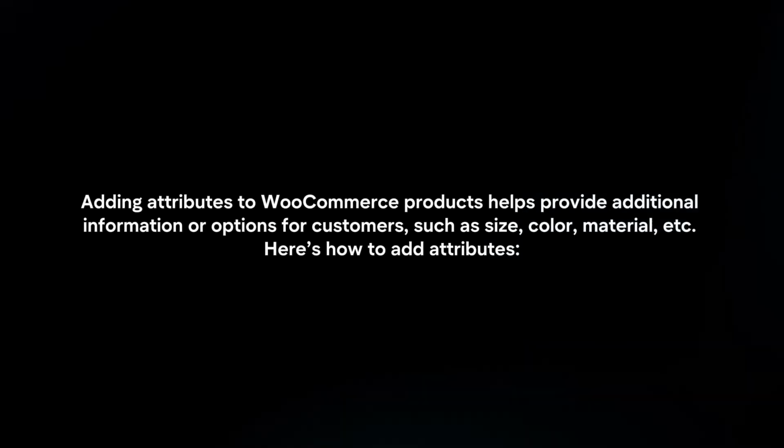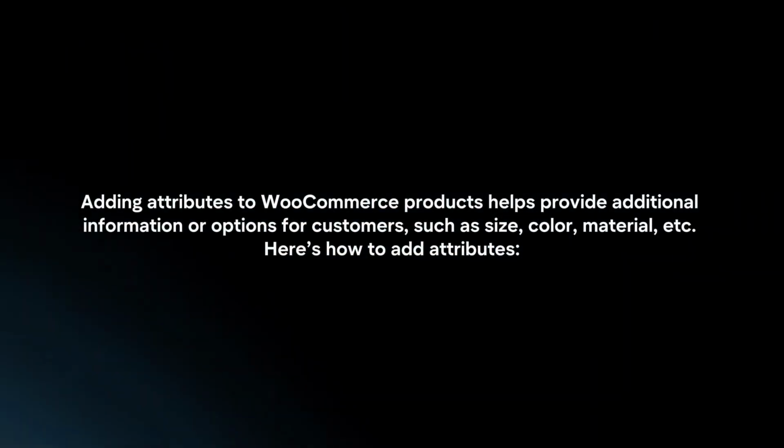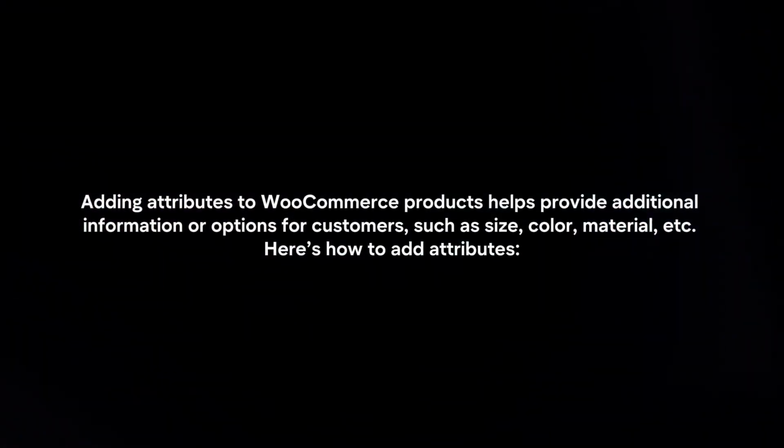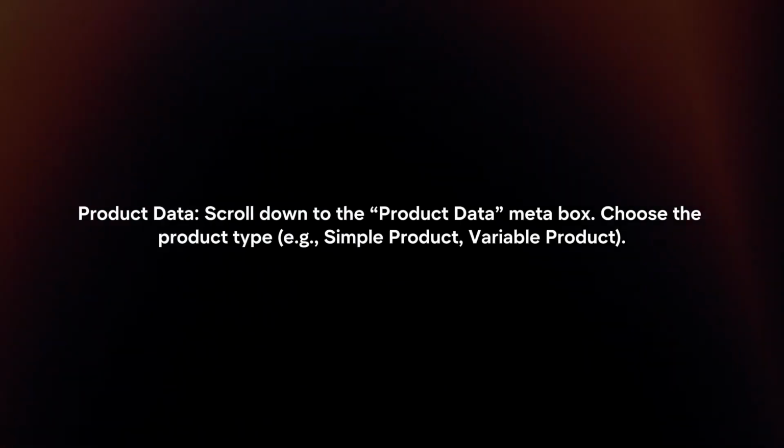Adding attributes to WooCommerce products helps provide additional information or options for customers, such as size, color, material, etc. Here's how to add attributes. Access product editing. In your WordPress dashboard, navigate to Products, All Products, and either create a new product or edit an existing one.